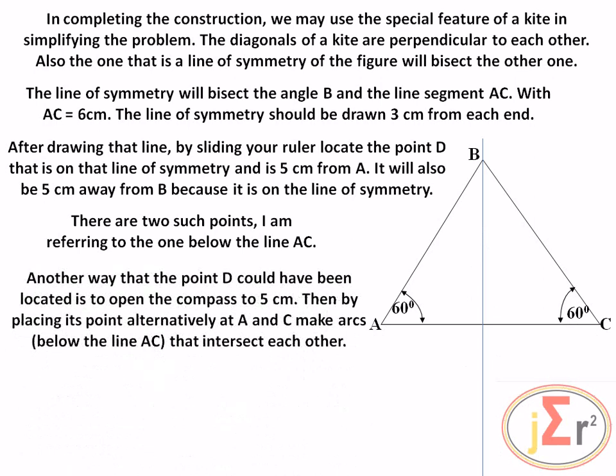Another way that the point D could have been located is to open the compass to 5 centimeters. Then, by placing its point alternatively at A and C, make arcs below the line AC that intersect each other. So one other way we could have completed the kite is to open the compass to 5 centimeters, place the point here, make an arc down here. Place it over here, make another arc. Where those two arcs cross, we just complete the kite using that point. So that's another option.